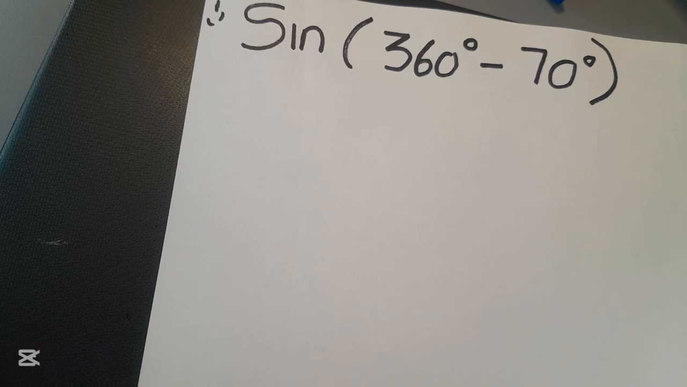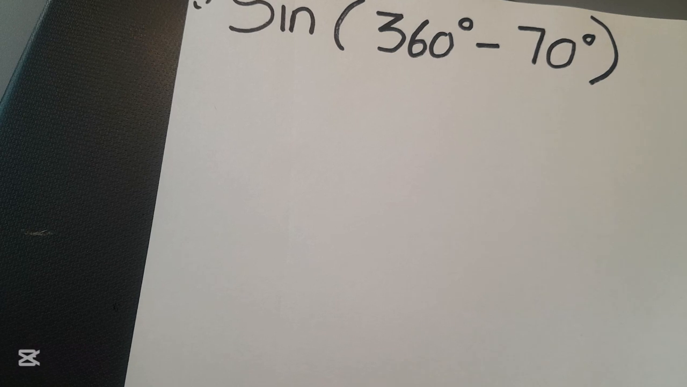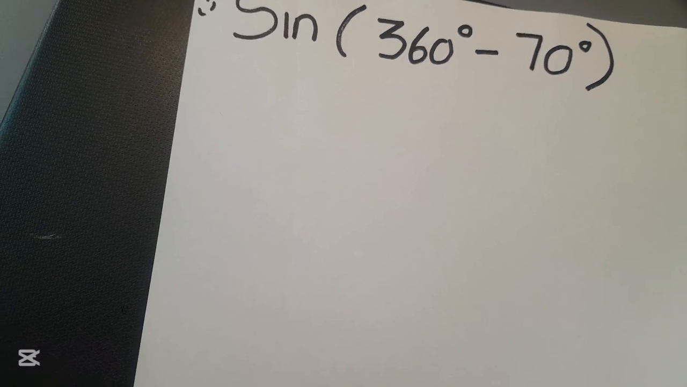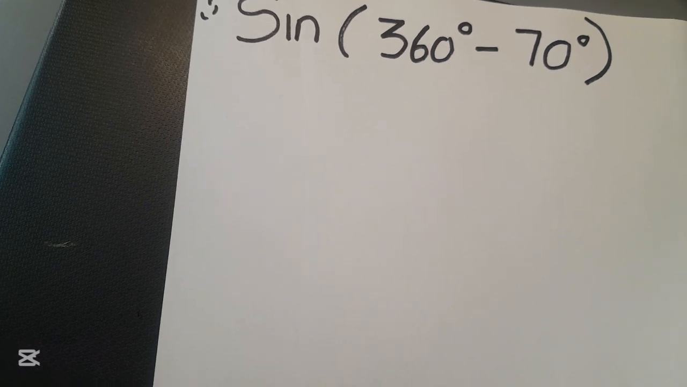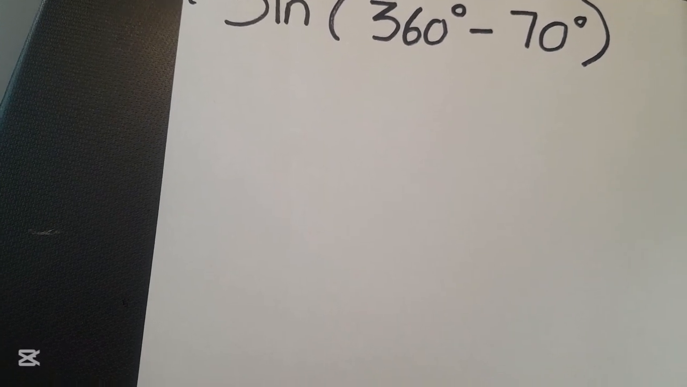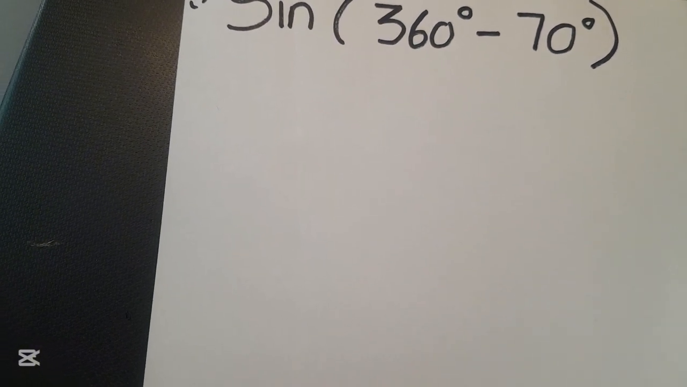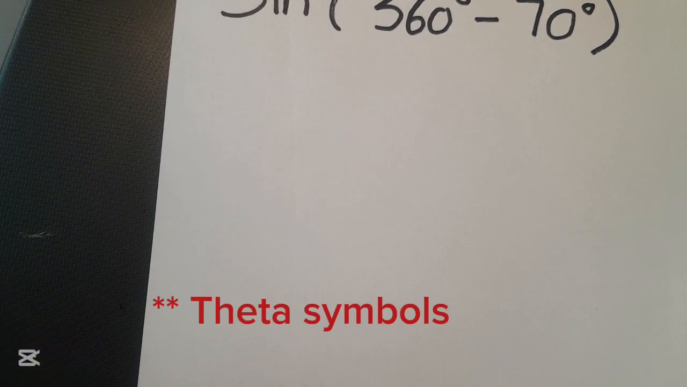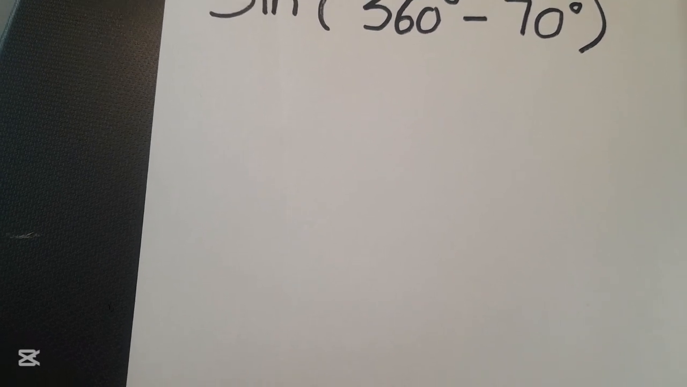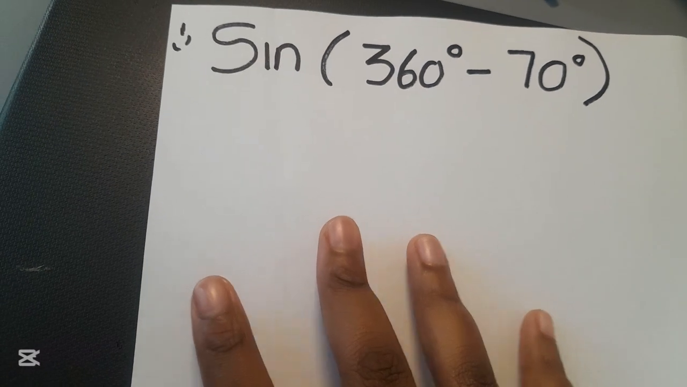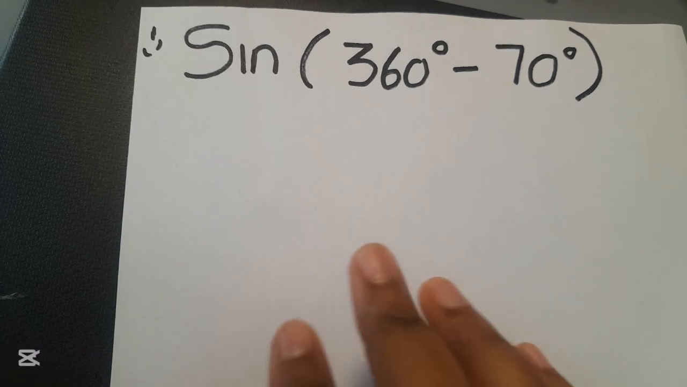This time around we're going to do the numerical examples of angles between 0 degrees and 360 degrees. This is not really far different from what we did last time when we were simplifying the expressions using the reduction formula. What differs is that last time we were just using degrees, but this time around we're given numerical examples of angles, just like the one we have here, which is our first example. We're given sine of 360 degrees minus 70 degrees.